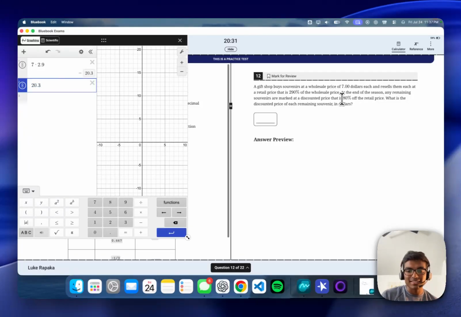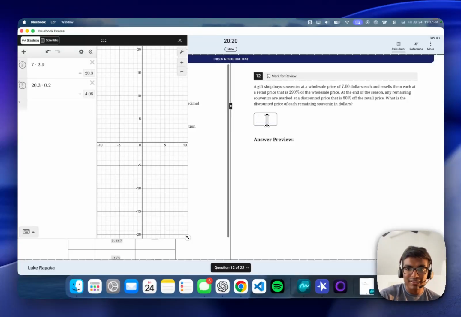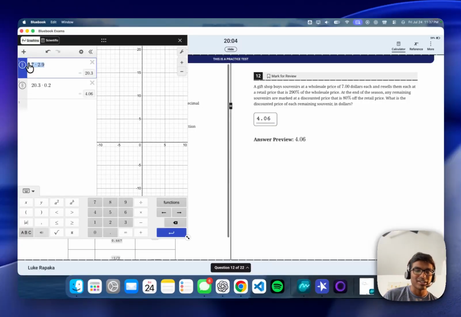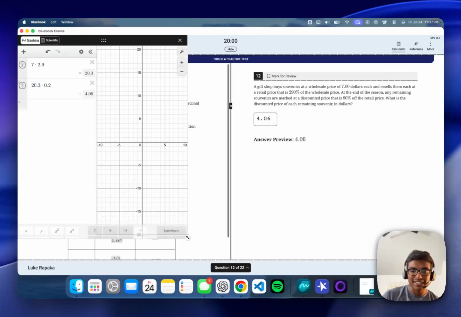Now they have an 80% discount, so I'm only paying 20% of that price. So just times by 0.2, and I get $4 of the discounted price. So any remaining, oh yeah, the discounted price would be $4.06. Sorry, I got confused if they were trying to ask us for something else. But yeah, so just multiply by that 290%, then just 20% of that because it's an 80% discount.